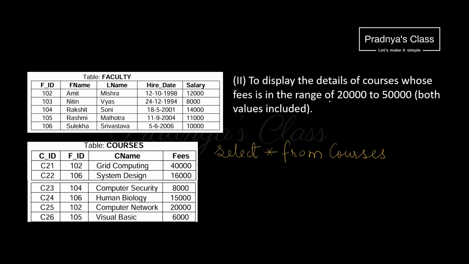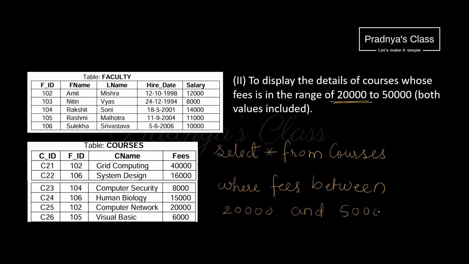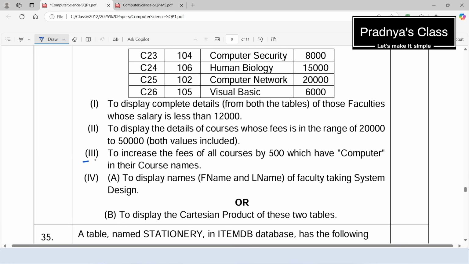Now it's time to write the condition with the where clause. Where fees, we are going to use between operator. Between, the range is given as 20,000. To create range, we use AND operator also. 20,000 and 50,000. With this, both the limits will get included. Hope you understood this query too. Alright, let's check out the next one.